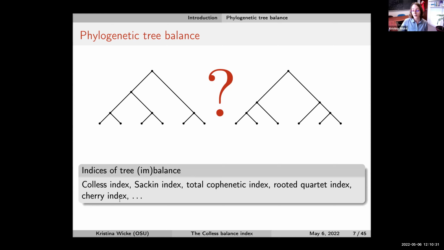And as it turns out, all those tree balance indices are usually invariant under permutations of the leaf labels. So in the following, we will ignore the specific species labeling the leaves and just think of the underlying graph theoretical tree, or we also call it a tree topology.